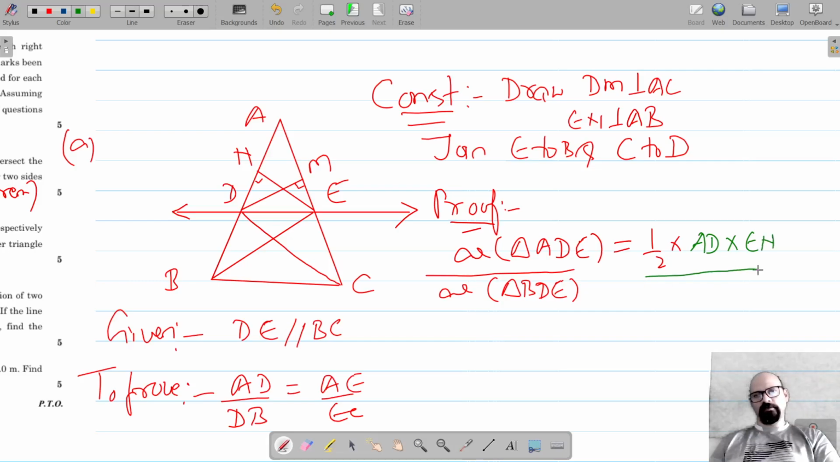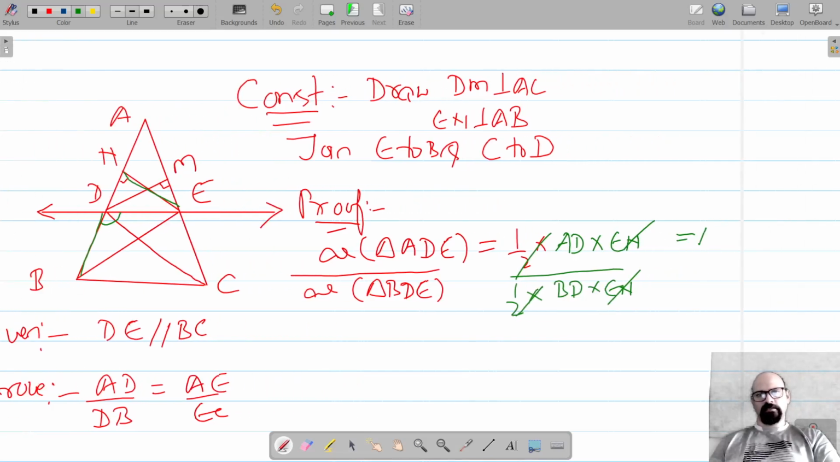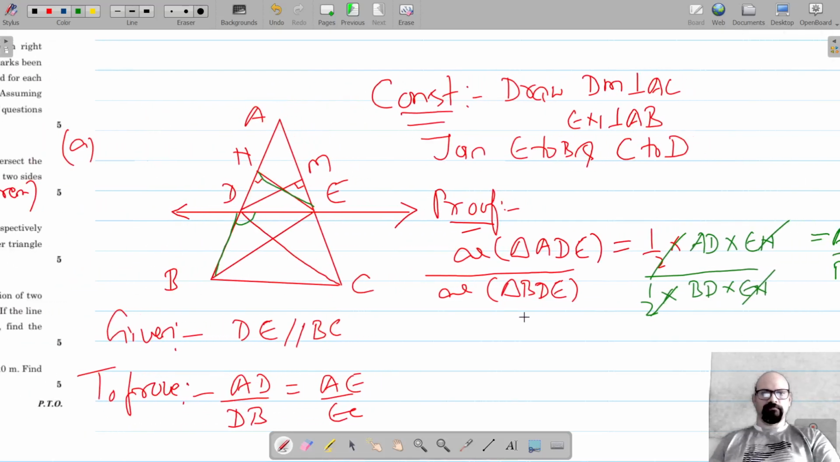Similarly, for triangle BDE, the base is BD and the height is outside the triangle because this is an obtuse angle triangle, so the height is outside. So I'm going to write half into base BD into EN. We can strike these off and it's AD by BD. Let this be the first equation.